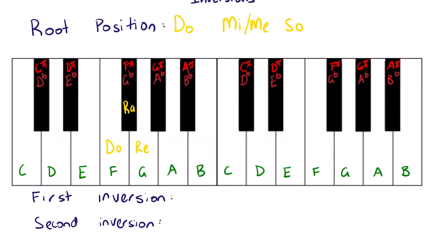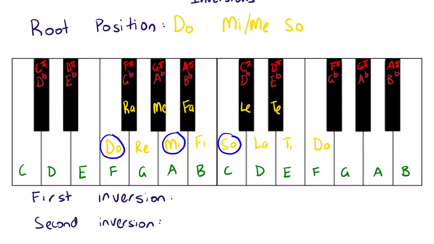So if we choose this chord here, which is F, this note, we'll put our scale in: do, ra, re, me, mi, fa, fi, so, le, la, te, ti, and do. Then we choose do, mi, and so, and we get an F major chord in the root position, because F is do, and do is the lowest note. It's the note that's the most to the left on the keyboard.